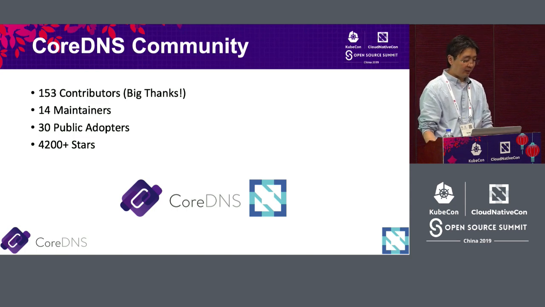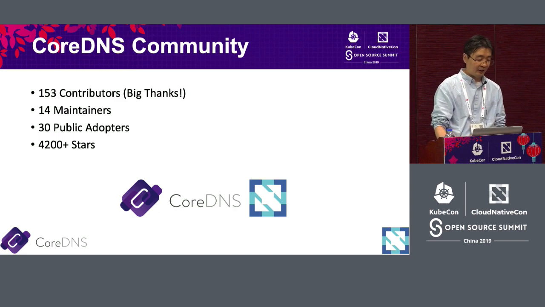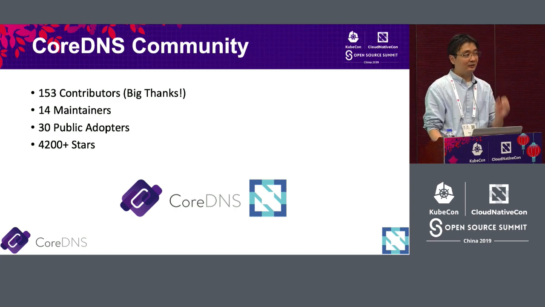We also have 30 public adopters. Adopter means if a company or institution uses CoreDNS and they want to share it and make their name public, they can announce themselves as adopters. Of course we have many more users or companies using CoreDNS because of the Kubernetes integration. But so far we have 30 adopters that allow us to use their name. So that's a good thing. And also we have 4,000-plus stars. On GitHub, that's probably the only thing that matters.